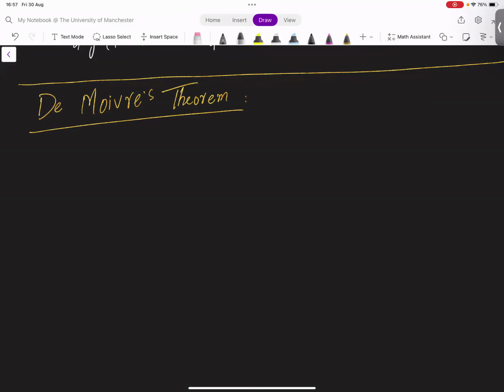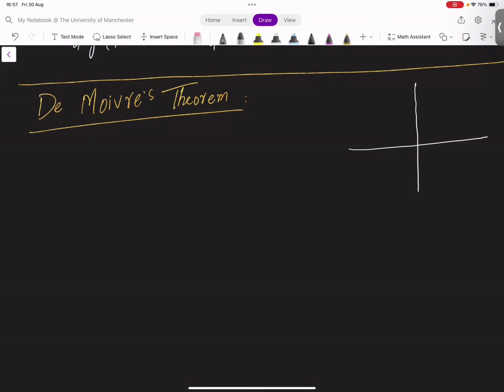Now the xy plane representing the set of complex numbers as just described before is known as the Argand diagram. So we're talking about this.